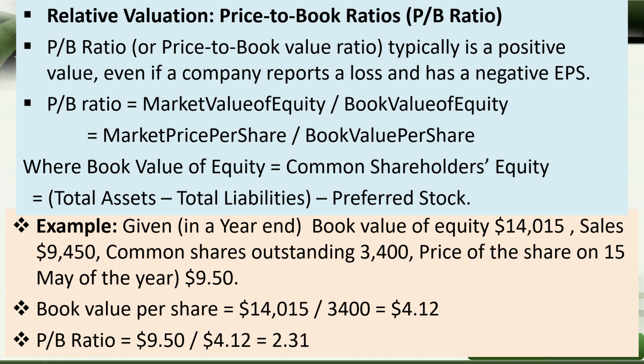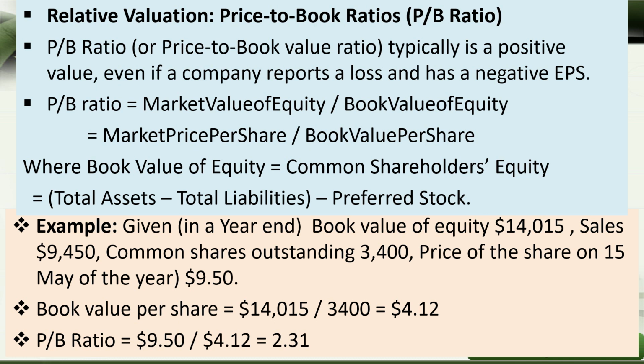Next item, price to book ratios. It can be called the price to book value ratio. Typically, it's a positive value, even if a company reports a loss and has a negative earning per share. So the PB ratio equals the market value of equity divided by the book value of equity. The book value of equity is normally an accounting book value, which comes from the balance sheet. So it is market price per share divided by book value per share. That is the PB ratio.